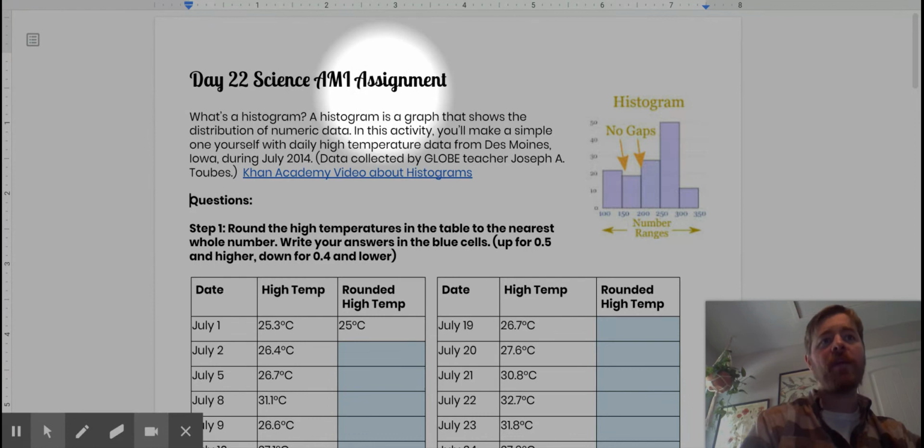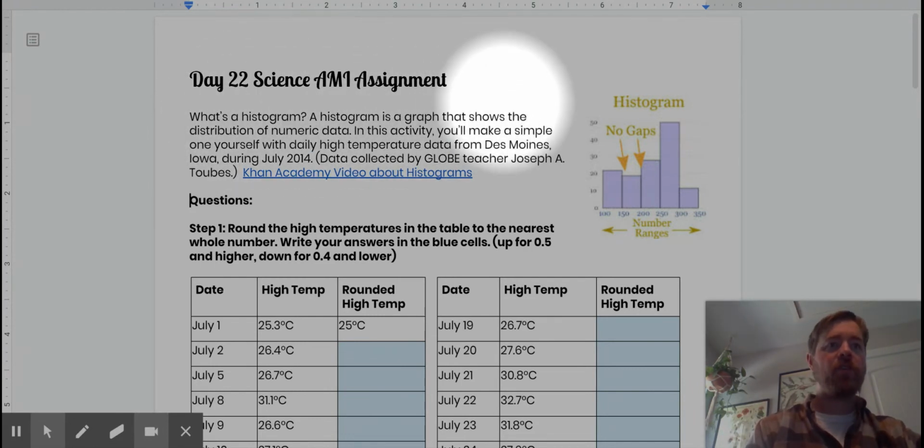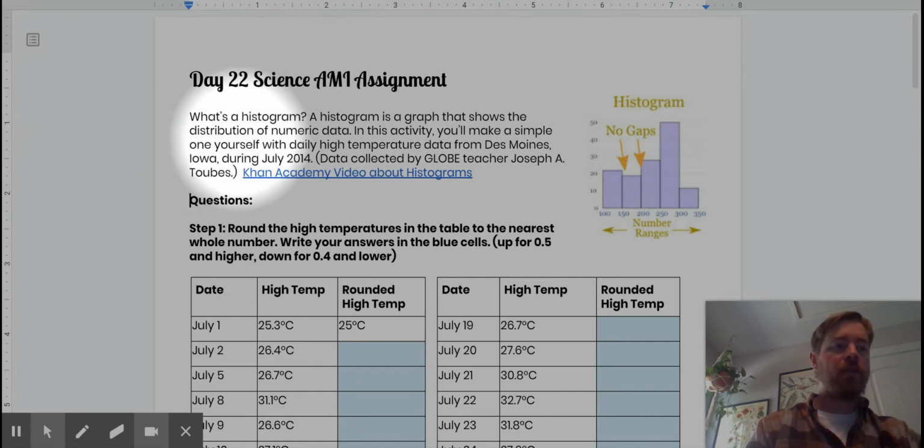So Day 22 AMI assignment. What is a histogram? A histogram is a graph that shows the distribution, so how data is distributed, spread out, of numeric data, that's numbers. In this activity, you will make a simple histogram yourself with daily high temperature data from Des Moines, in Iowa, during July of 2014. The data is collected by Globe teacher Joseph A. Tubies, not really sure there.